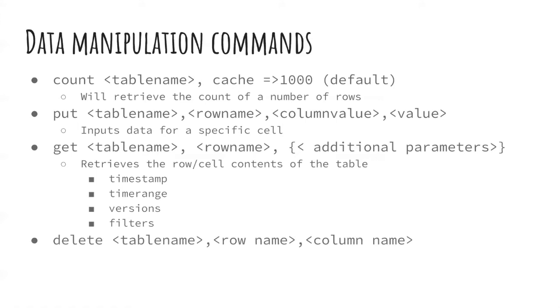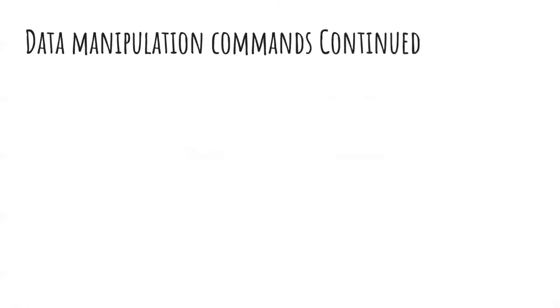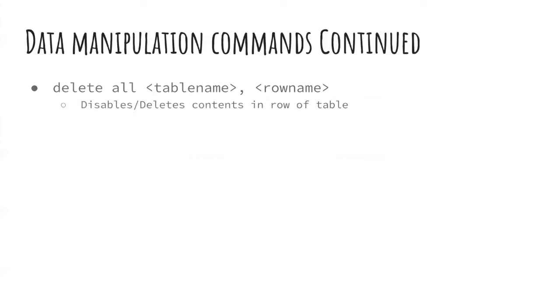All right, so next is the delete command. The delete command deletes the cell contents given in the row and column. So it just deletes the value, the data in the cells that you have specified. All right, this is data manipulation continued. Next we've got the delete all command. The delete all command is pretty much the delete command, except this time it deletes contents in a row of the table. So it deletes the entire row pretty much.